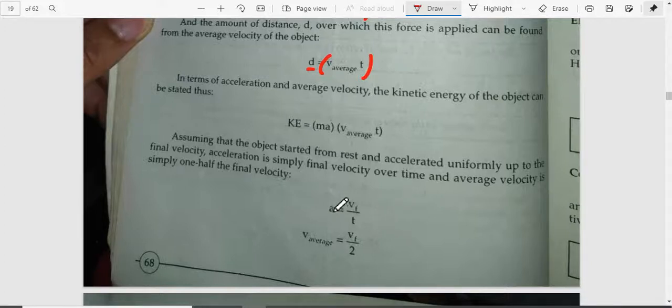So therefore, if you're looking for the acceleration of a certain object, it is equal to your VF, the final velocity, over time. The average velocity is equal to VF divided by 2. The usual average is VF plus VI over 2, but since your initial velocity is 0, usually only VF is what you solve with.